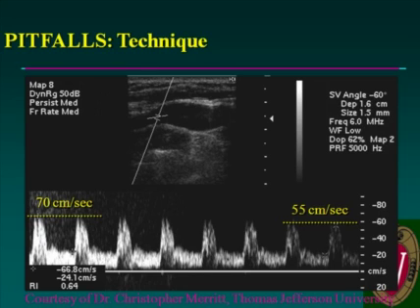Finally, spectral Doppler gain can affect the measured velocity. If the gain is set too low, you cannot detect some of the faster velocities within the vessels. And here, as I adjust the gain down lower, you can see that some of the faster velocities are screened out, and you get a difference of about 20 centimeters per second.